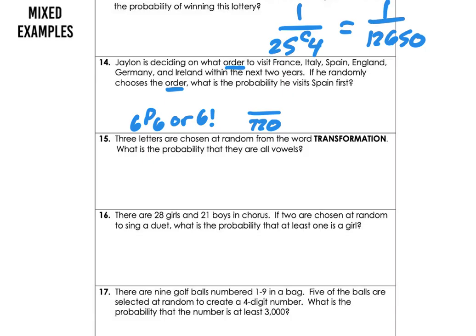Okay, if he chooses Spain first, Spain is the first country that he has chosen, then how many countries do we have left? 5, right? We had 6 to begin with. Now we have 5 countries left, and we've got to visit all of them. So that would be 5P5 or 5 factorial if you wanted to do that. And that would be 120 out of 720. And that would be 1 out of 6.